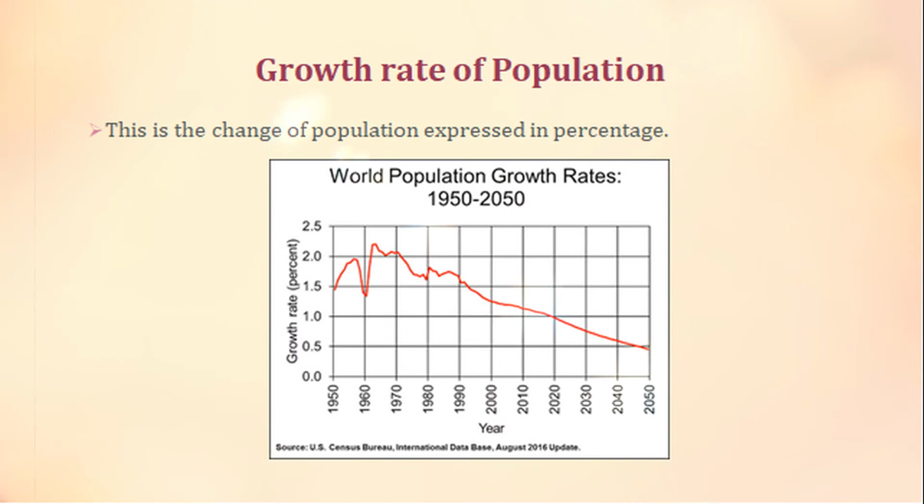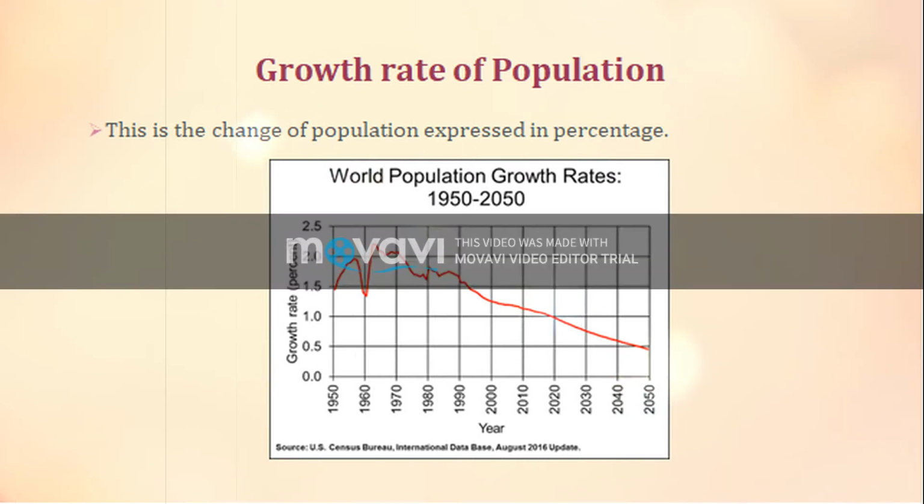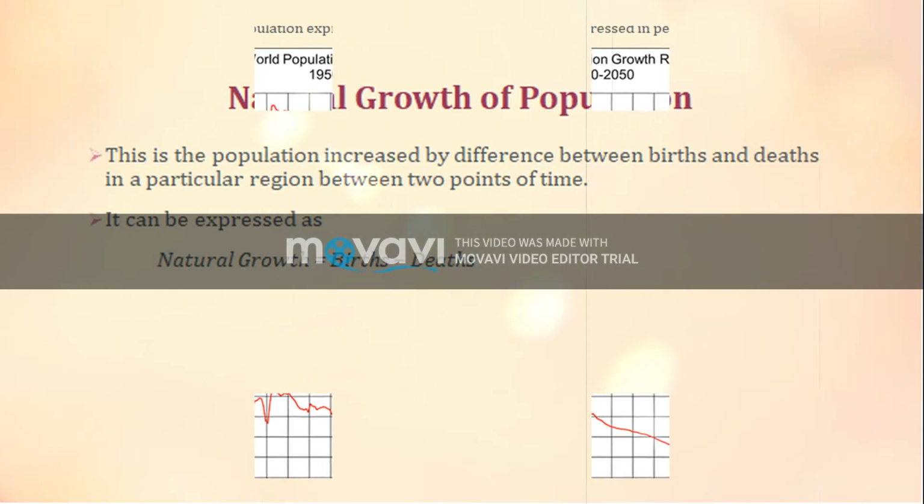Now come to the growth rate of population. This is the change of population expressed in percentage. For example, the current growth of population is about 1%. So we can say that the current population of the world is growing at a pace of 1%.